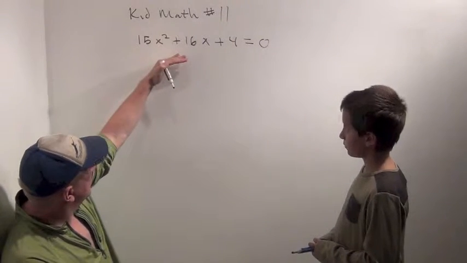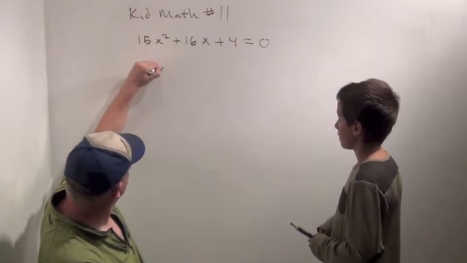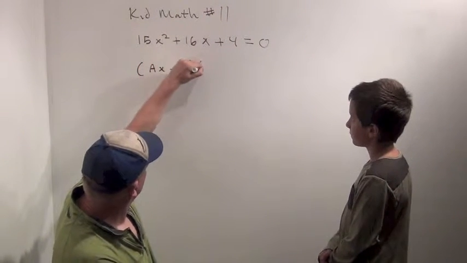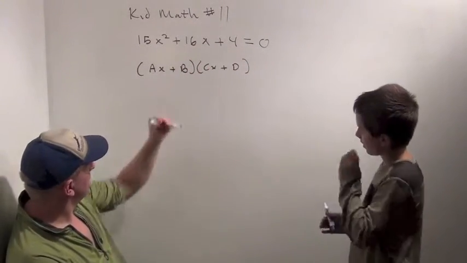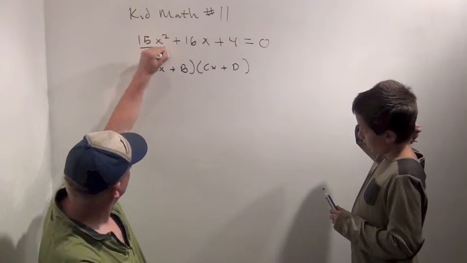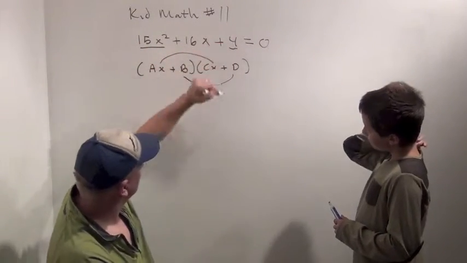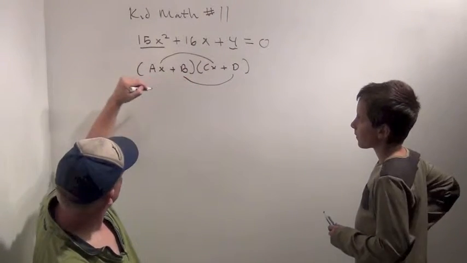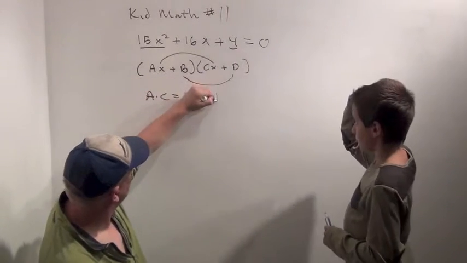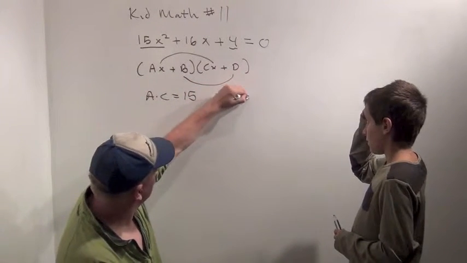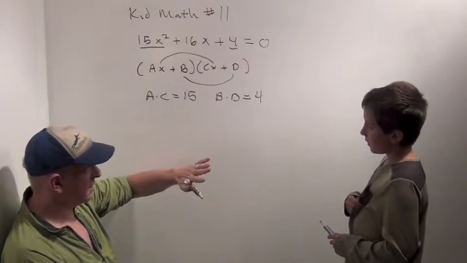So if we're going to factor this, it's going to factor into something like a times x plus b, times c times x plus d. And we see that you get the x squared term from a times c, and you get the constant term here from b times d. So that means a times c has to equal 15, and b times d has to equal 4. Well, okay. So first, do you see that? Do you see how that comes?